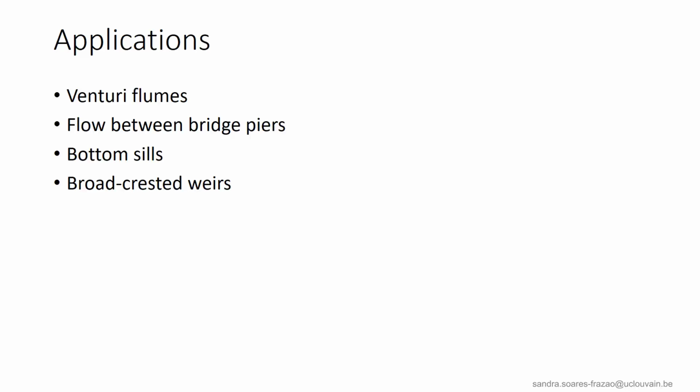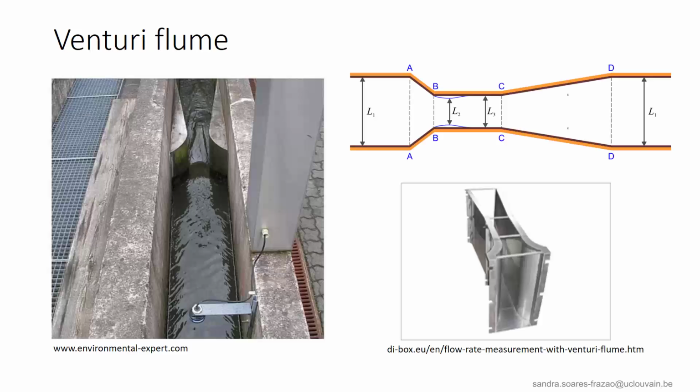In this lesson, we will apply the concepts that we have developed until now to different situations of open channel flows as listed here. Let us start with Venturi flumes, illustrated on these pictures. These are special devices with a particular shape, as we can see, that feature a local narrowing of the cross-section, which means a sequence of a narrowing followed by a widening.